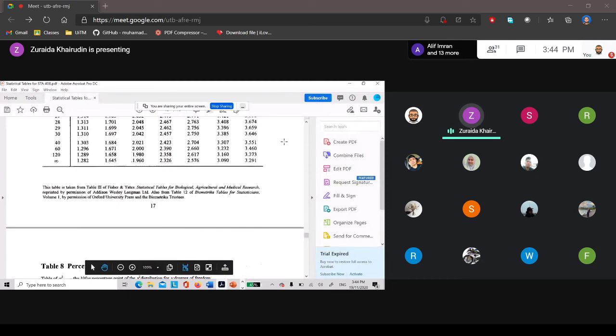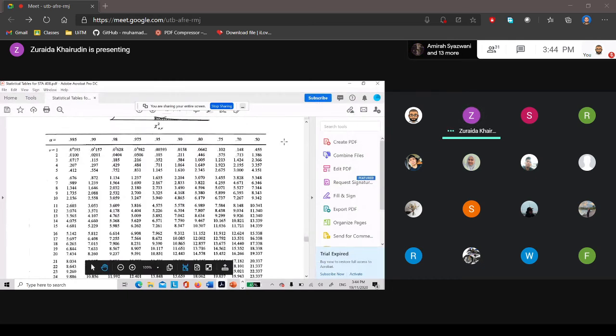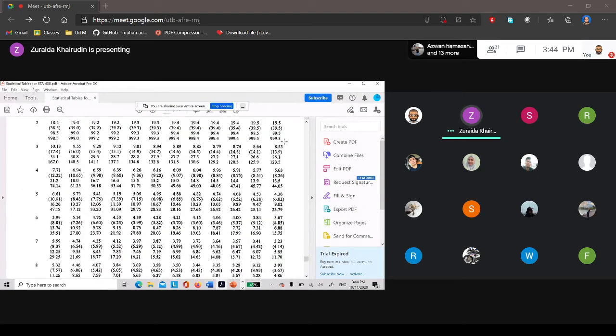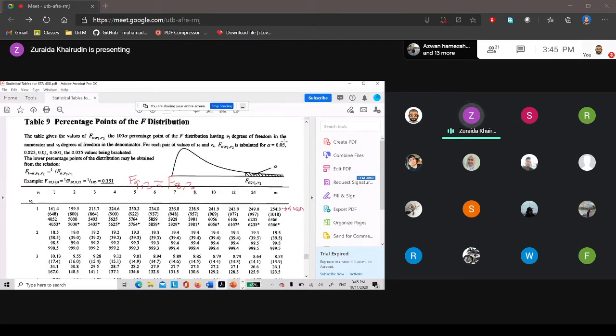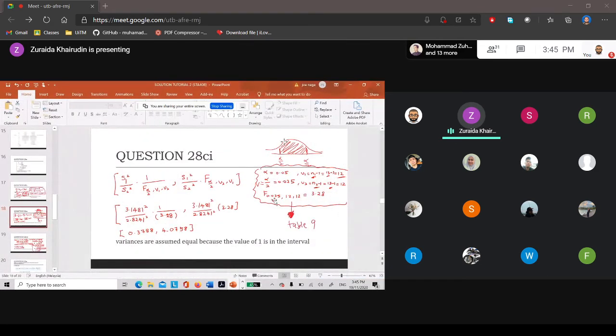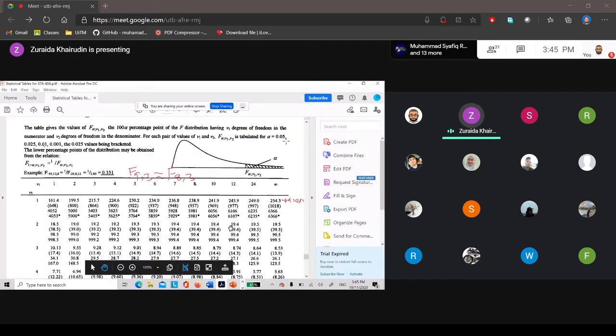So your table 9. This is table 8. Okay, this is table 9. Okay, so table 9, just now F 0.025, 12, 12. Okay, so you can see here which one is the value. Okay, you can see here we've got 4 values.